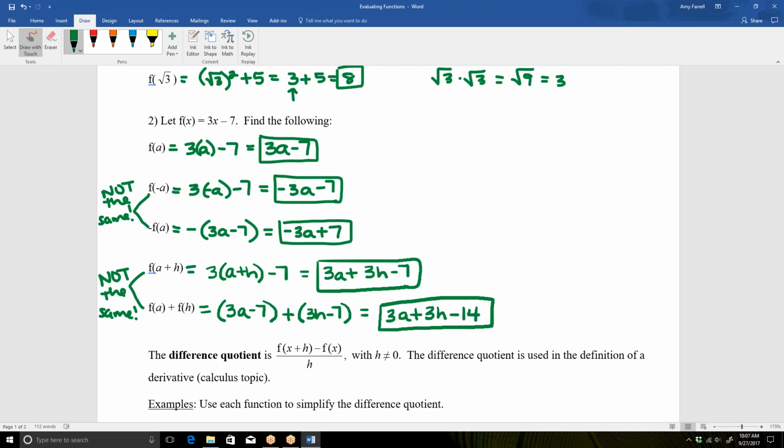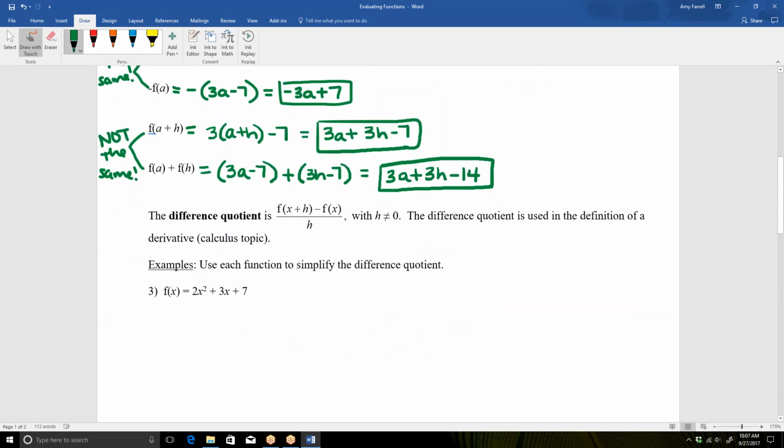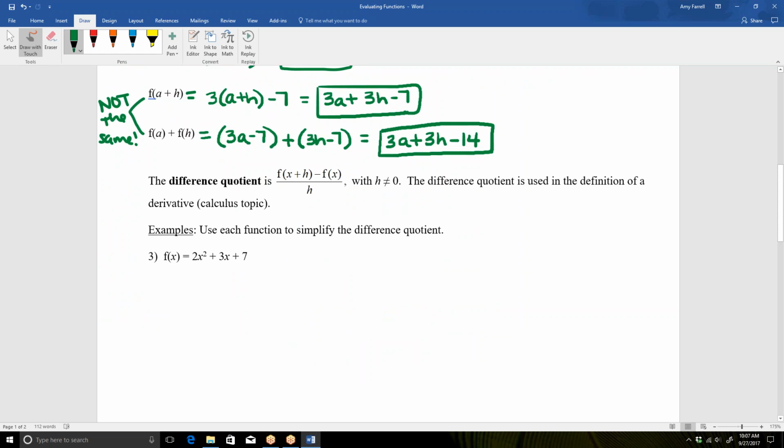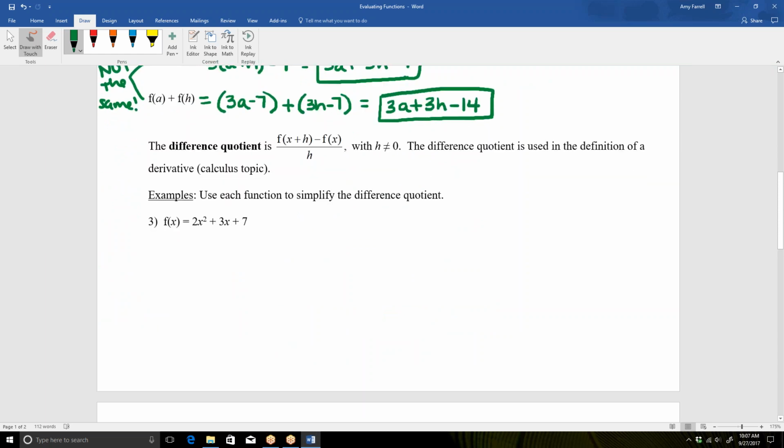Okay, so this is kind of leading us into a pretty big topic here called the difference quotient. The difference quotient is used in the definition of a derivative, which is a calculus topic. So those of you that are going on to calculus, you're going to see this difference quotient again. So let's just jump right in here. We want to use this given function to simplify the difference quotient. So I'm going to start with this f of x plus h up here, and try to figure out what f of x plus h is.